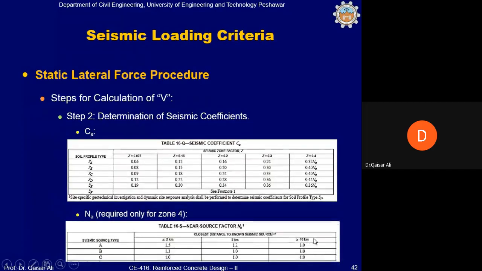Similarly, there is another factor Ca which is required in the equations, as you will see in the example. This can also be calculated from Table 16Q. For SD type soil and a seismic zone factor of 0.2, the Ca is 0.28. Similarly, for seismic source type A, the Na factor can be calculated with a distance of 2 km, 1.5, 1.2, and so on.